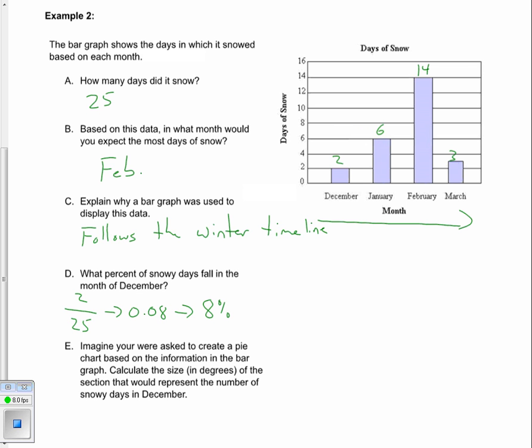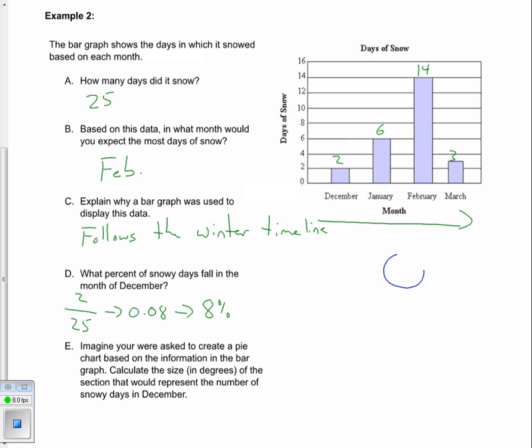As I said, you could also have represented this bar graph as a pie graph, and that would have been equally valid. So let's imagine for a second that we were asked to create a pie chart based on the information in the bar graph. Calculate the size in degrees of the section that would represent the number of snow days in December. A couple of things we need to know.